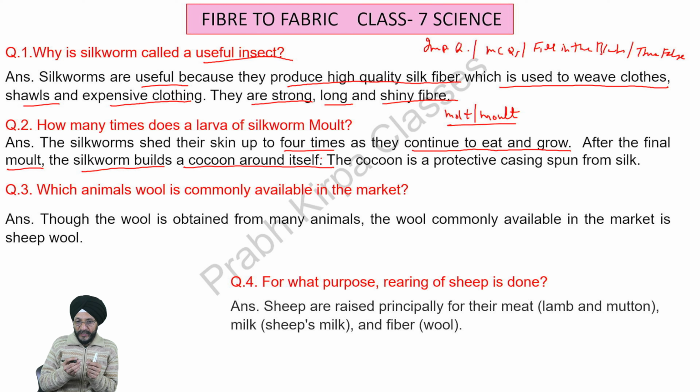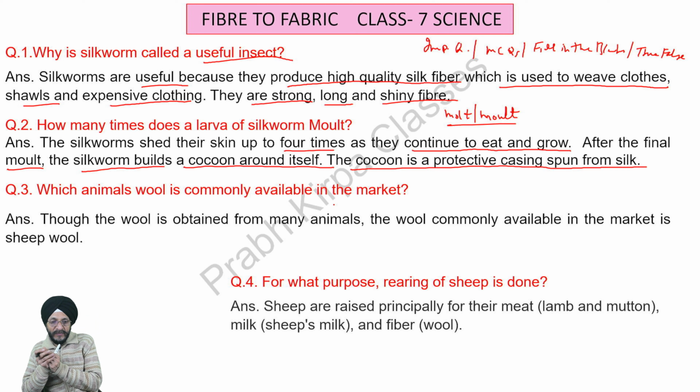their body, and they move their head in the shape of eight and wind the fiber around itself and form a cocoon. You have already seen a white colored egg like structure which is called cocoon. Cocoon is a protective casing spun from silk. Another question which may come, silk is made of what? Silk is made of protein.